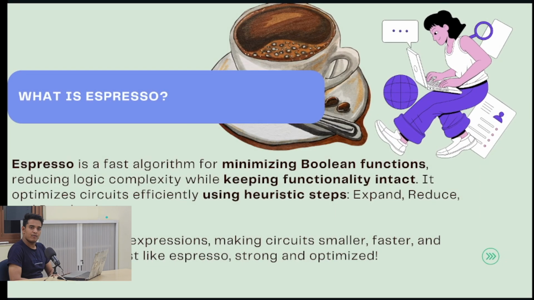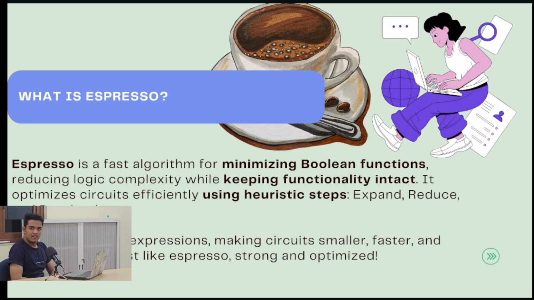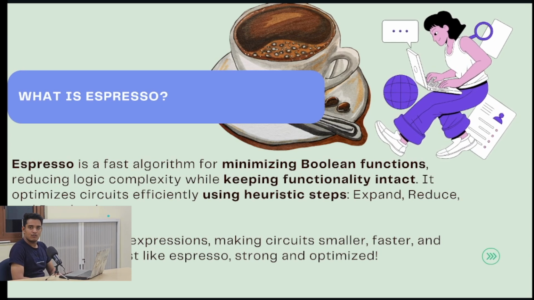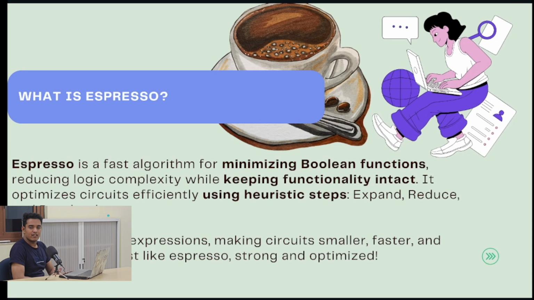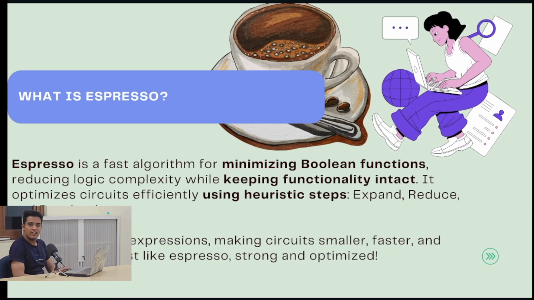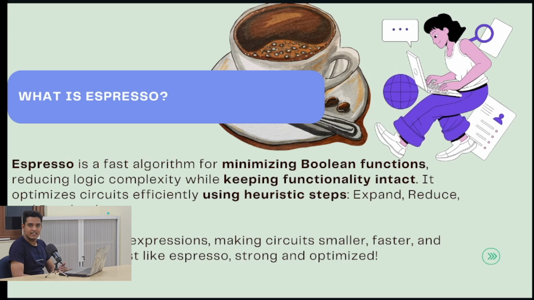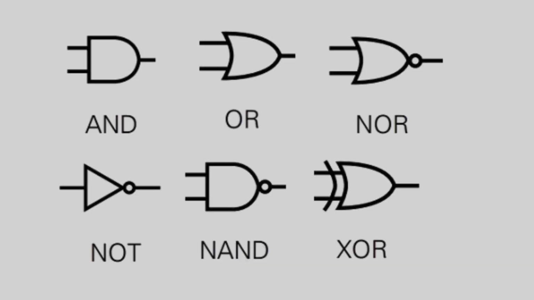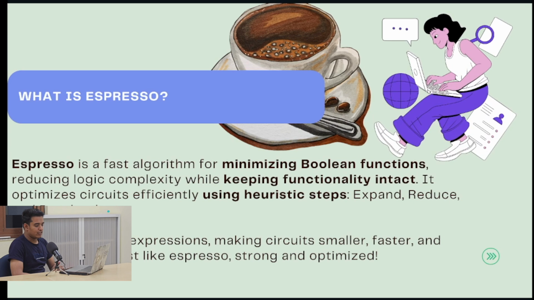So now I am going to explain further about what is espresso. So espresso is a fast algorithm for minimizing Boolean functions. Now you all would be wondering what Boolean functions are. Boolean functions are those functions which are helpful in representing logic gates like AND, OR, NOR gate. We use true and false values to denote this.